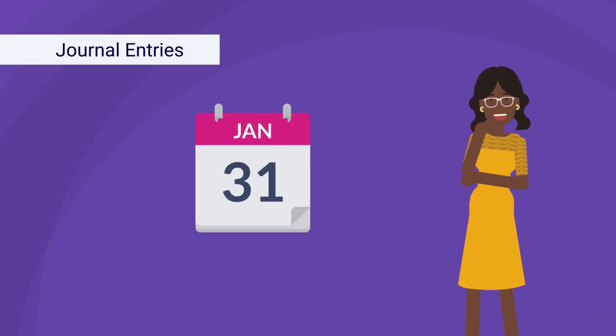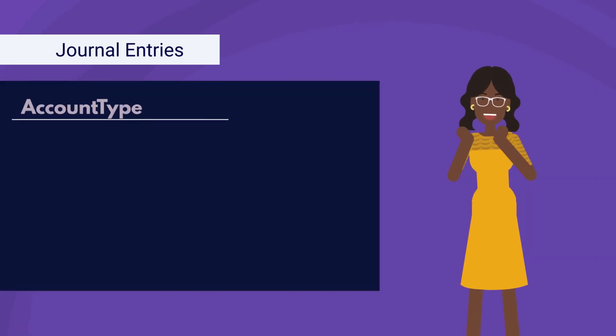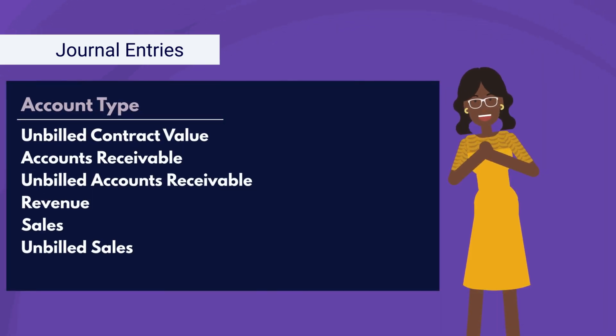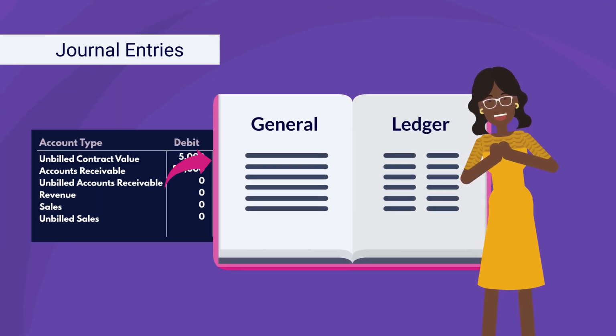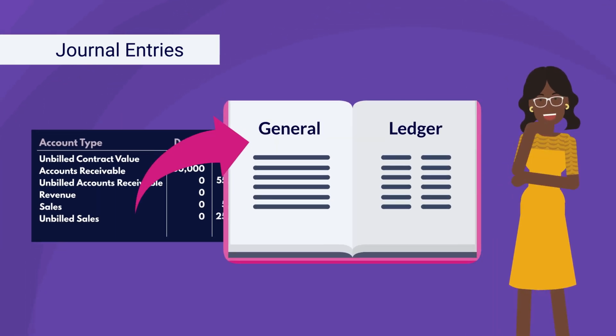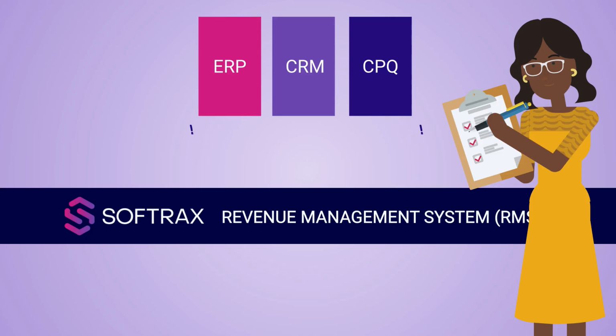Softrax's RMS simplifies your end-of-month activities. When you generate journal entries, amounts are moved to and from your configured accounts. You can then import the RMS journal entries into your revenue recognition journal.